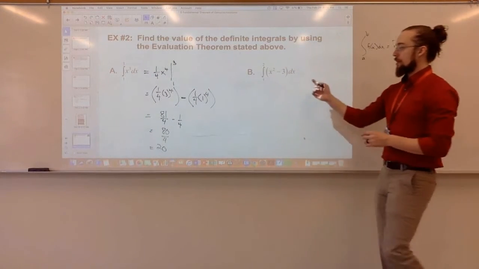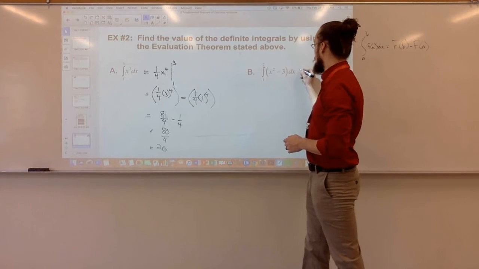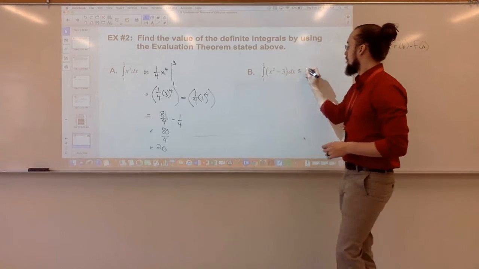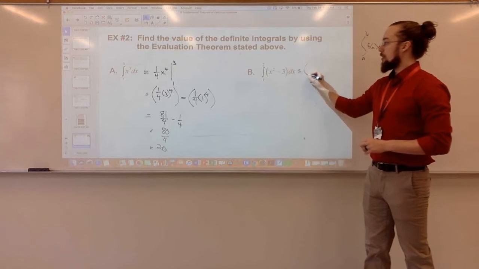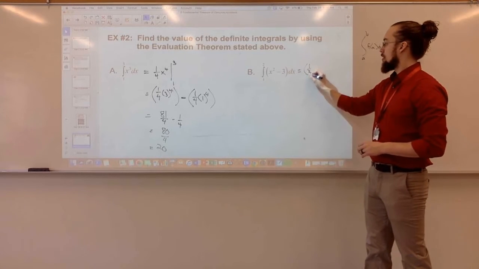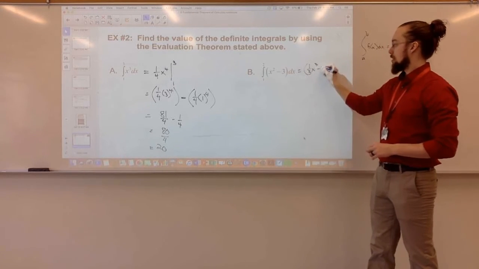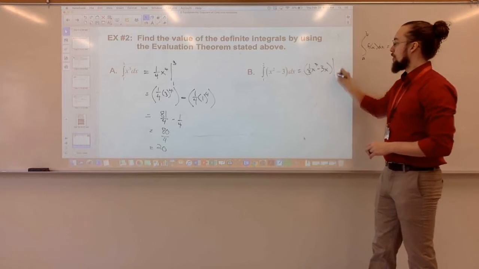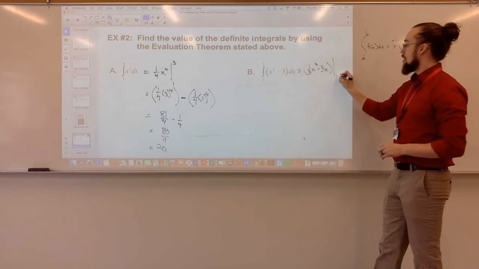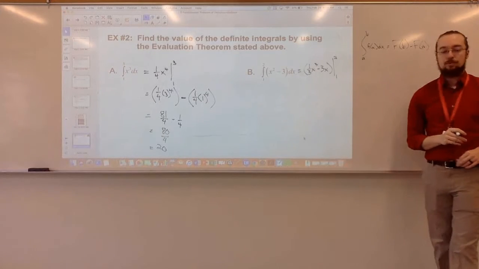Alright, let's do another one together. Okay, so on this one, first step, find the antiderivative. So what's my antiderivative here? 1/3 x cubed minus 3x. I want to evaluate that from 1 to 2.